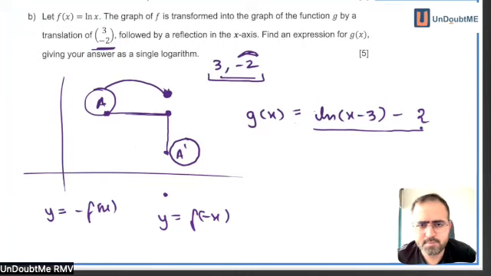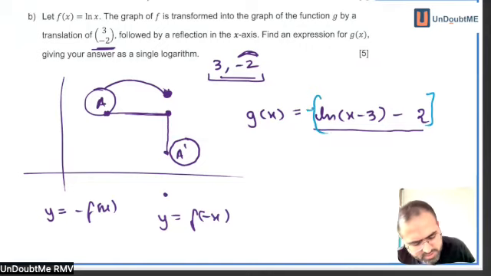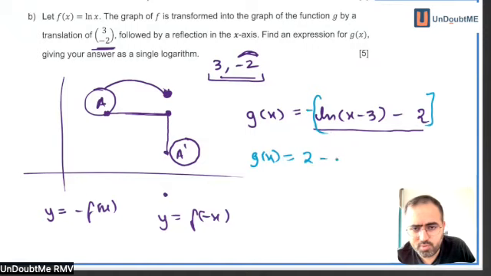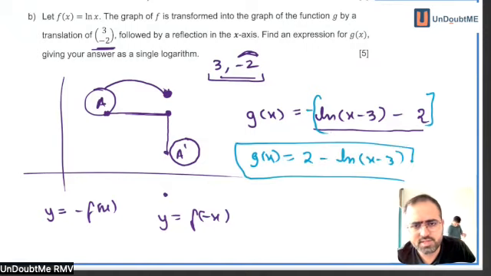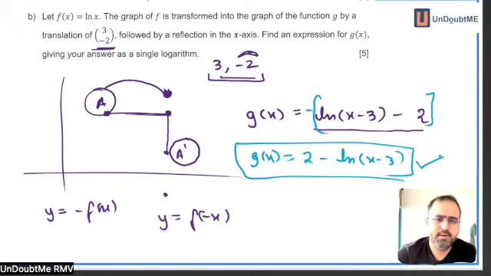Can anyone tell me? We put minus before the limit. Yeah, we should put a minus sign before the whole function. So now this g(x), the original g(x), will be 2 minus ln of (x minus 3). This is the final expression which will give us full marks.